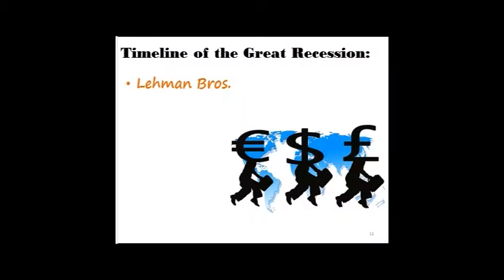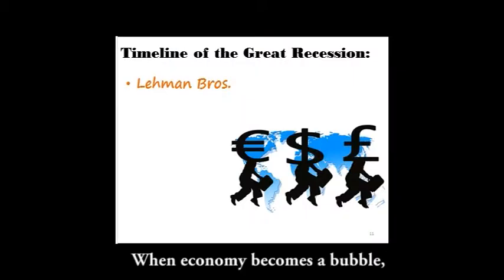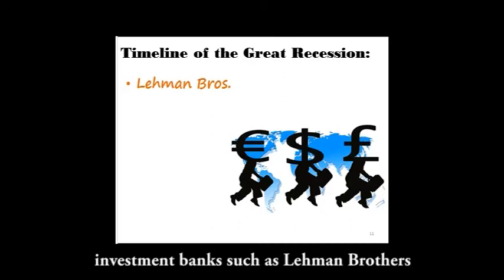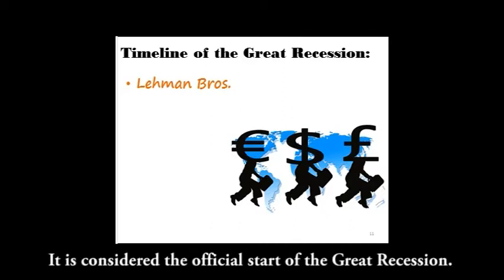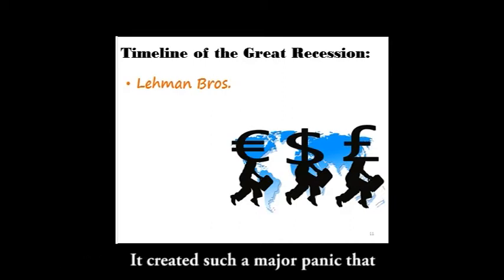Now let's take a look at the timeline of the Great Recession. When the economy becomes a bubble, investment banks such as Lehman Brothers face bankruptcy on September 15, 2008. It is considered the official start of the Great Recession. It created such a major panic that people made bank runs.